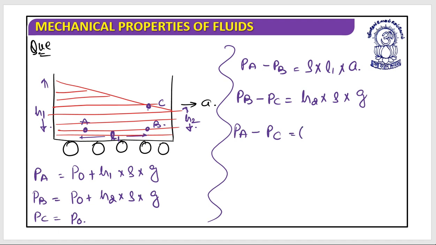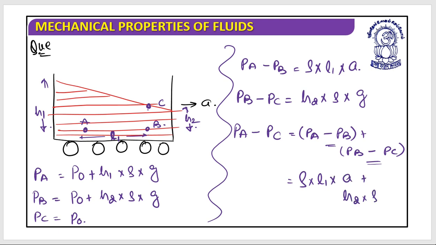What I need to do is break this task into two parts: PA minus PB plus PB minus PC. Now I have the value of both. Look at this. From this I can easily get it done. It's rho into L1 into A plus H2 into rho into G. This is pressure at A minus pressure at C. It's density into L1 into A plus H2 into rho into G. I hope this is clear.